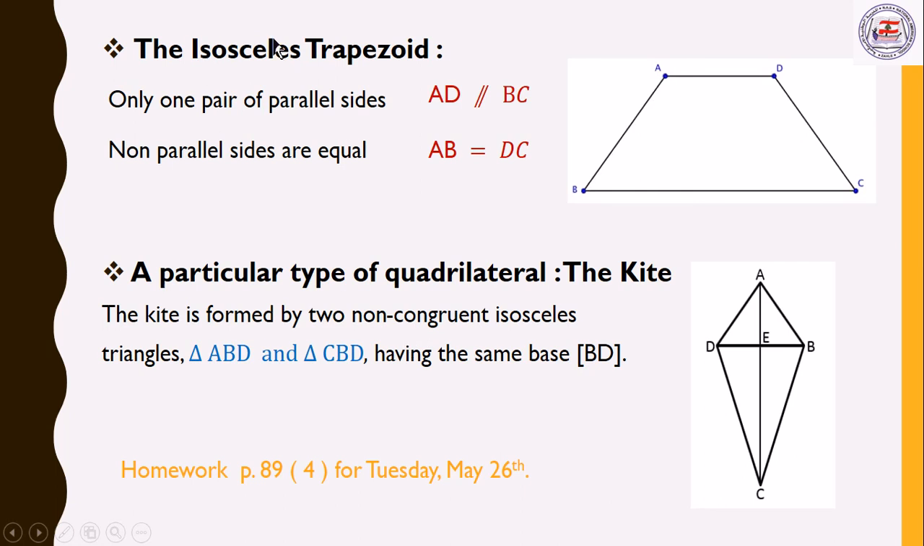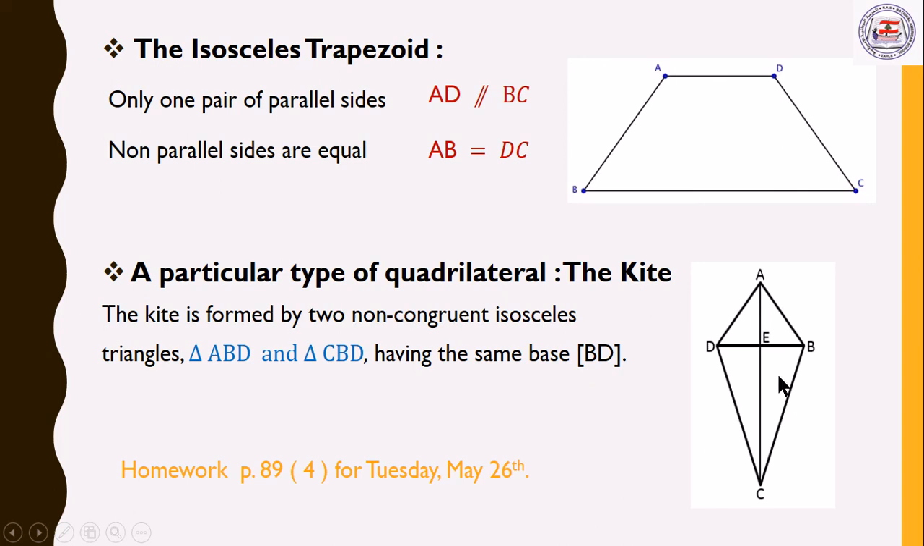The isosceles trapezoid. Only one pair of parallel sides. Like the trapezoid, the isosceles trapezoid has one pair of parallel sides. AD is parallel to BC. But here, the non-parallel sides are equal. AB is equal to DC. This is the difference.